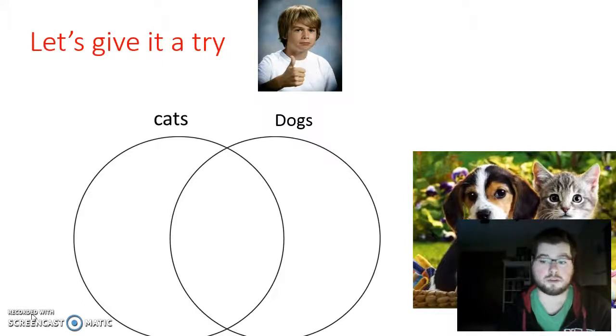So, today we are going to practice creating a Venn diagram. I have provided a template for you that I'll pass out. For today's lesson, I have chosen cats versus dogs.